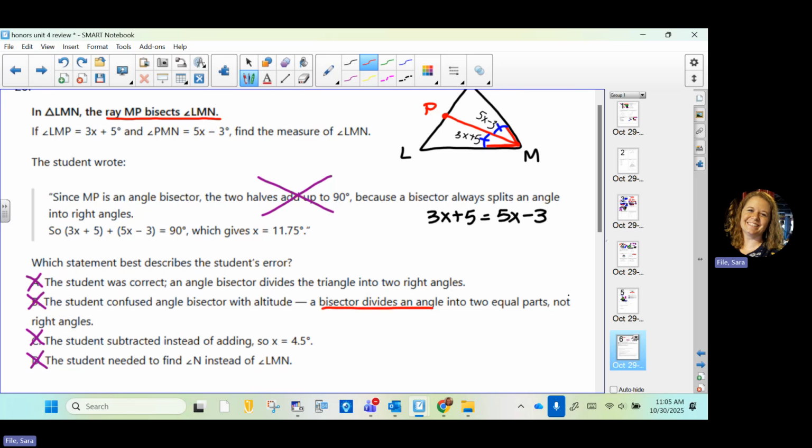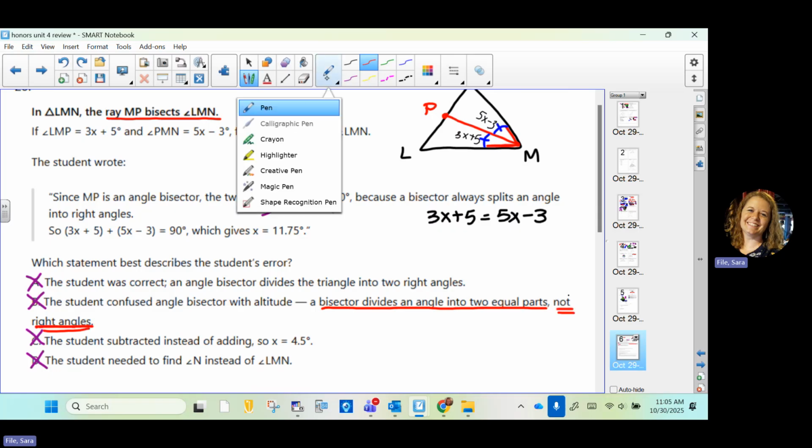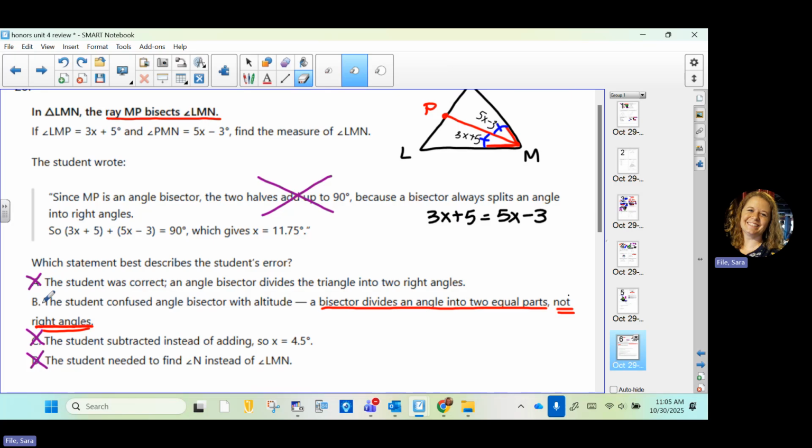The bisector divides an angle into two equal parts, not into right angles. So I don't like the way that first part is written, but that's the one. Okay, because it should be an angle bisector. It is not an altitude. I still don't think he confused it as an altitude, but this is the best choice there. Okay, it should have been an angle bisector. They should have been set equal to equal parts.